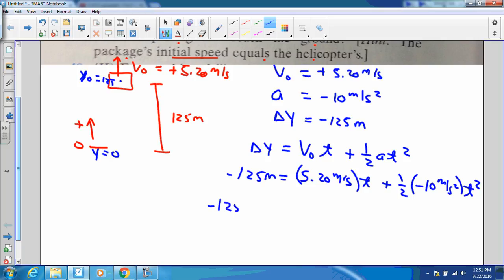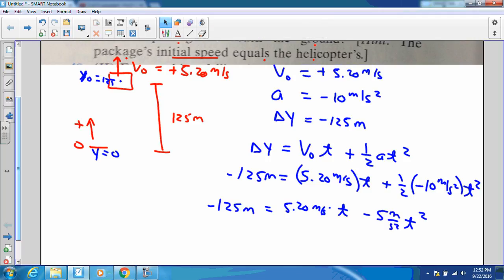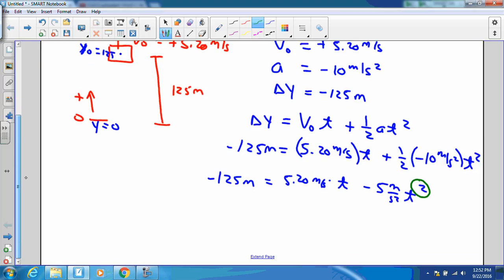Cleaning this up just a little bit, we get negative 125 meters equals 5.20 meters per second times t minus 5 meters per second squared t squared. And this is the equation that we have to solve. All of this so far has been very straightforward problem solving. The problem that we run into now is how do I solve this quadratic equation? And I recognize that it is quadratic because it involves the variable t squared.